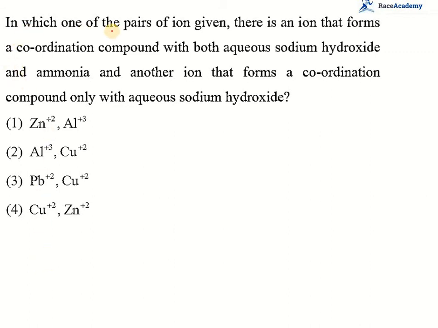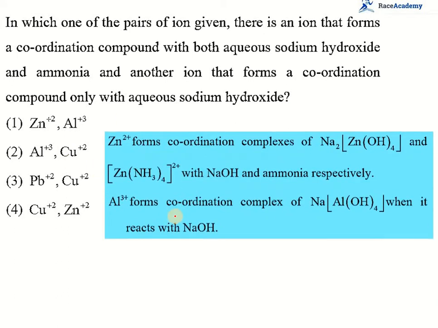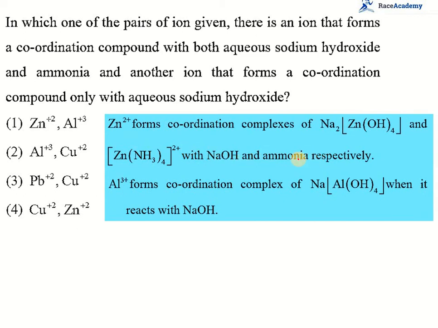Next, in which one of the pairs of ions given is there an ion that forms a coordination compound with both aqueous sodium hydroxide and ammonia, and the other ion forms a coordination compound only with aqueous sodium hydroxide. Okay, we know that zinc and aluminum usually form complex compounds, but zinc forms a complex with both hydroxide and ammonia, and aluminum forms a complex with the alkaline compound sodium hydroxide. So that means zinc and aluminum are the answers for this one.